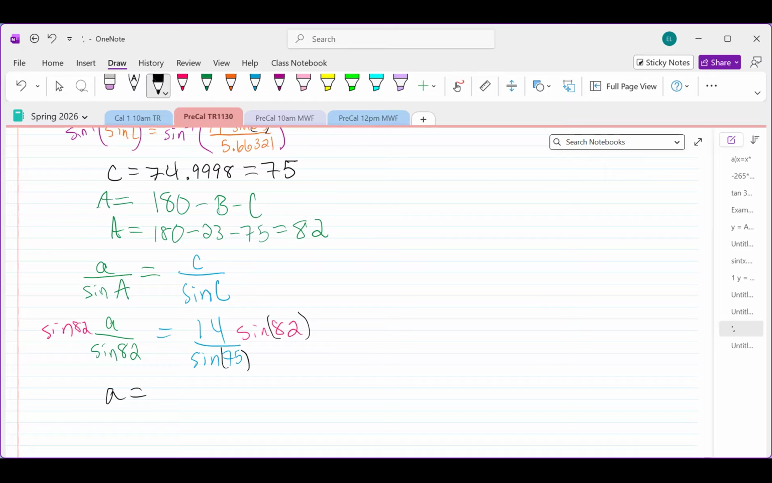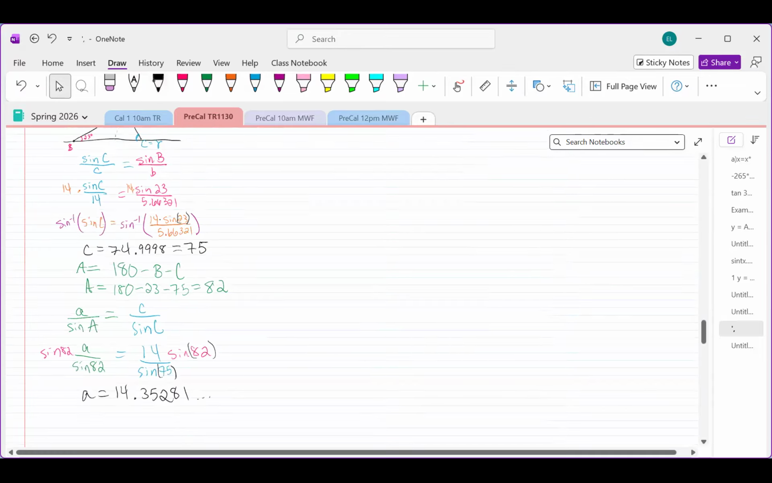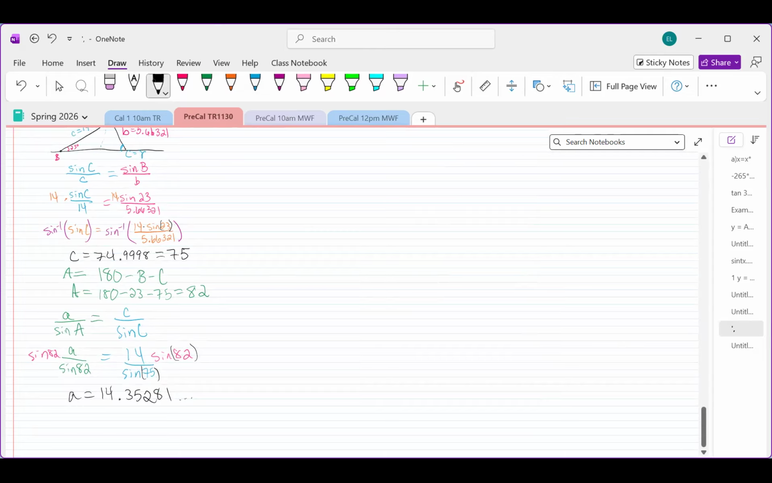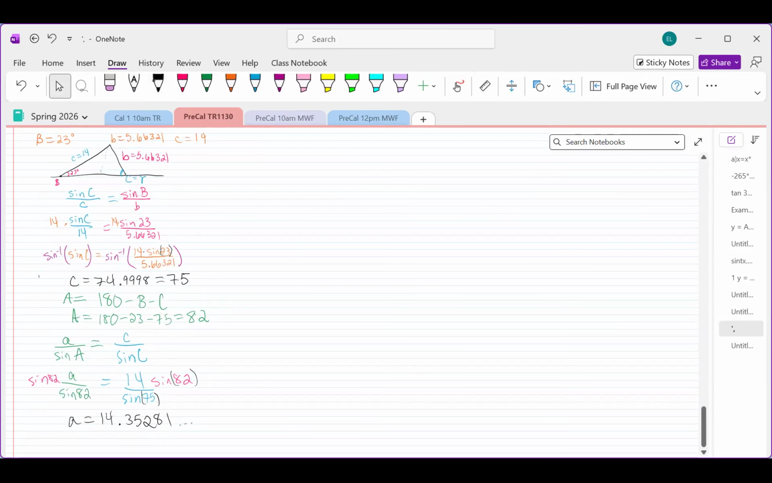So 14 times the sine of 82, close, divided by the sine of 75, close. And it's not much bigger, 14.35281, blah, blah, blah. But angle A, 82 degrees, is a little bit bigger than 75. So side A, 14.35, is a little bit bigger than side C, 14. So that tracks with our biggest angle, biggest side, like gut check.